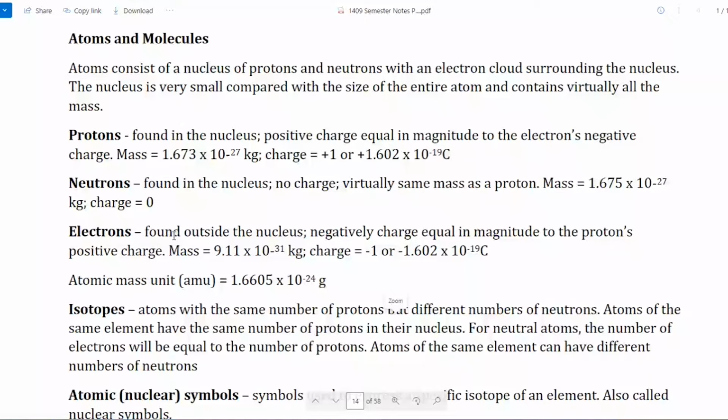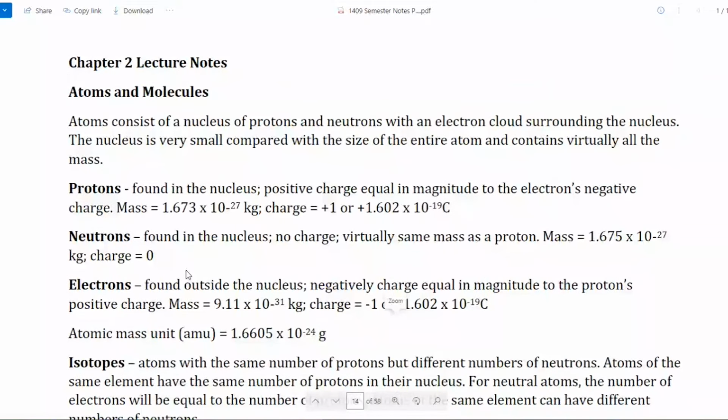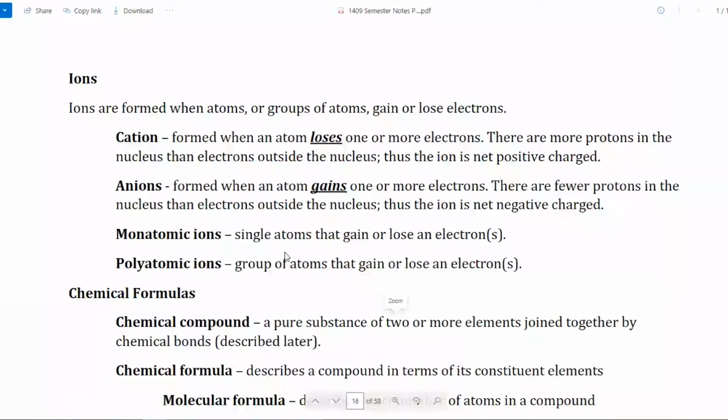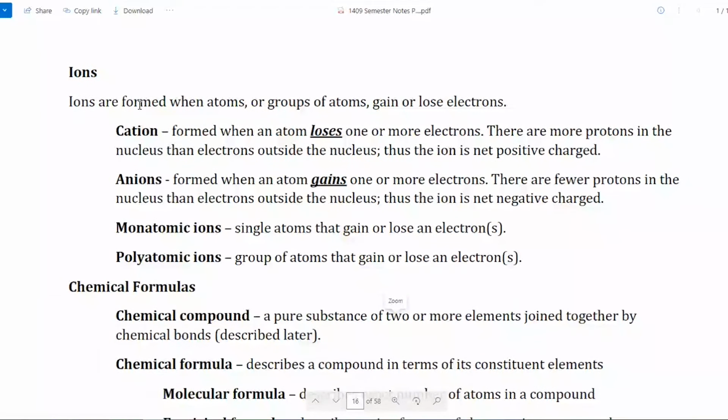When the protons and the electrons match up, that's neutral. When the electrons are gained and lost, those are called ions. Ions are formed when an atom or a group of atoms gain or lose electrons.